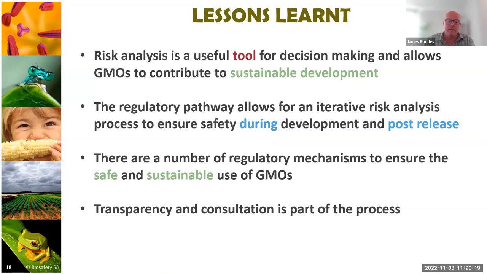So there are a number of mechanisms in place to ensure safety. There are a number of guidance documents to address human health issues, such as the Codex Alimentarius, the international guidance for human health, and the CBD's Cartagena Protocol on Biosafety guidance to look at environmental aspects. So there are a number of different regulatory mechanisms in place, and these ensure that we can use GMOs safely and sustainably. Transparency and consultation is integrated into the process, and it's an important part of the process. And thank you.